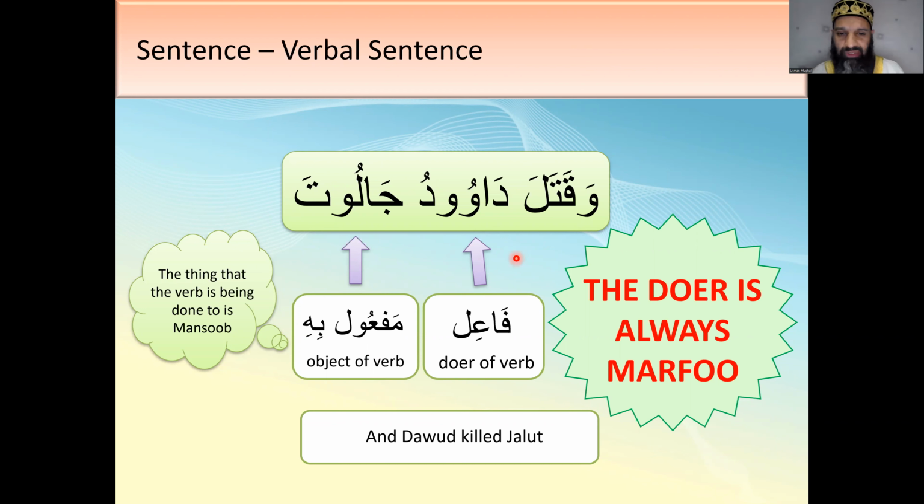So majroor is separate. Majroor happens if a preceding word is a preposition. If a word comes in front of a noun and it's fi, or it's min, or it's tahta, or it's fawqa, one of those prepositions, then it makes the next word majroor. Does it have any immediate difference to the meaning? Many times no.